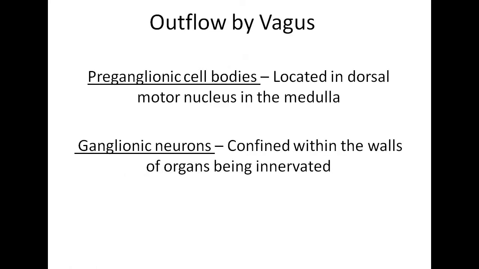Outflow by the vagus. The preganglionic cell bodies are located in the dorsal motor nucleus in the medulla, right? Another one we also saw was the nucleus ambiguus, right? The ganglionic neurons for this are confined within the walls of the organs that are to be innervated.